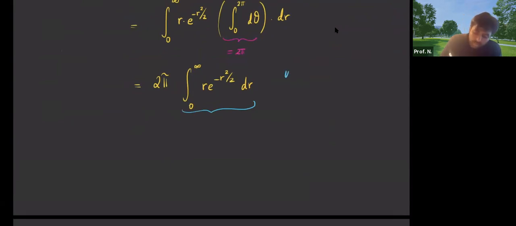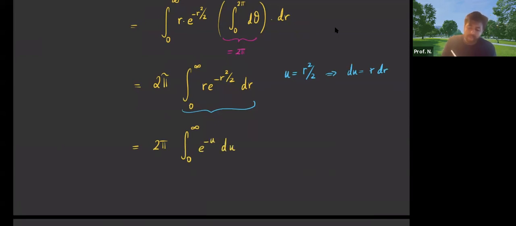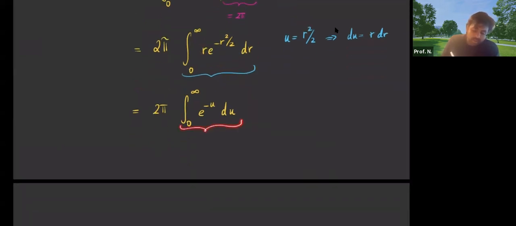And then again, this is where you do the u sub. So u equals r squared over 2. So that means that du is r dr. And so the bounds here remain the same, 0 to infinity. And I'm left with e to the negative u du, right? Because we have r dr pop out, and this is equal to du. So now what is this integral here? Well, this will be negative e to the negative u from infinity to 0.